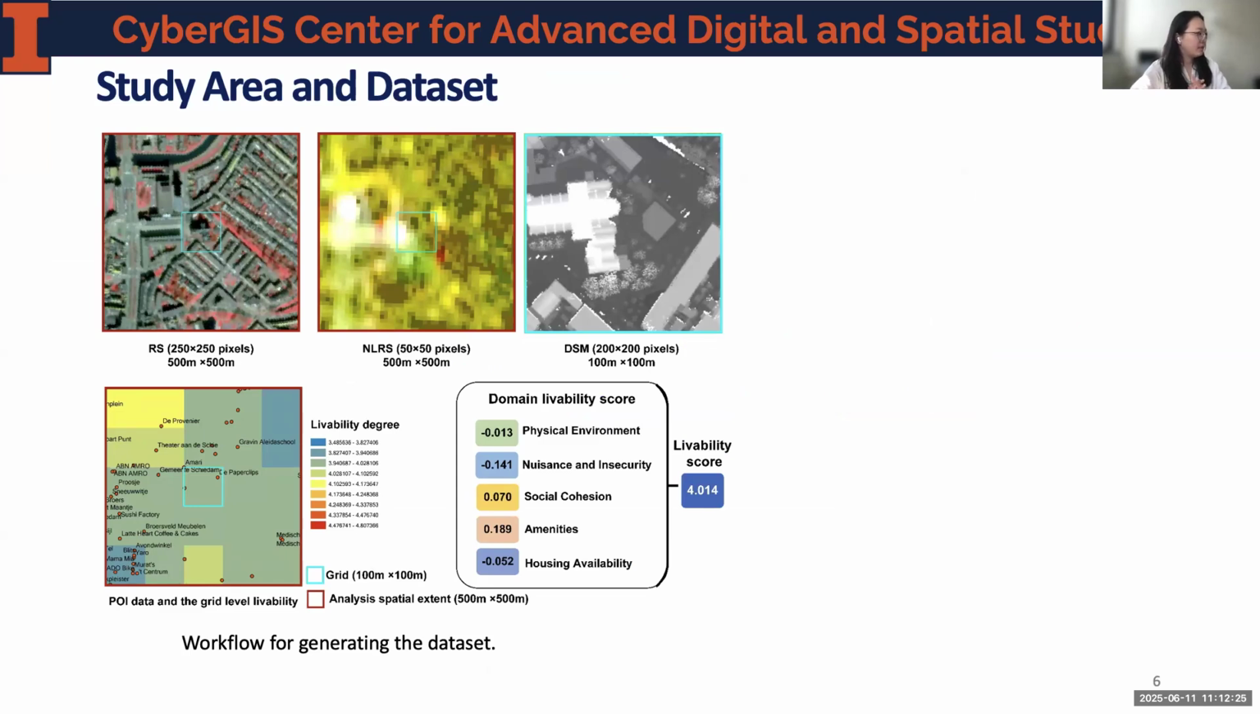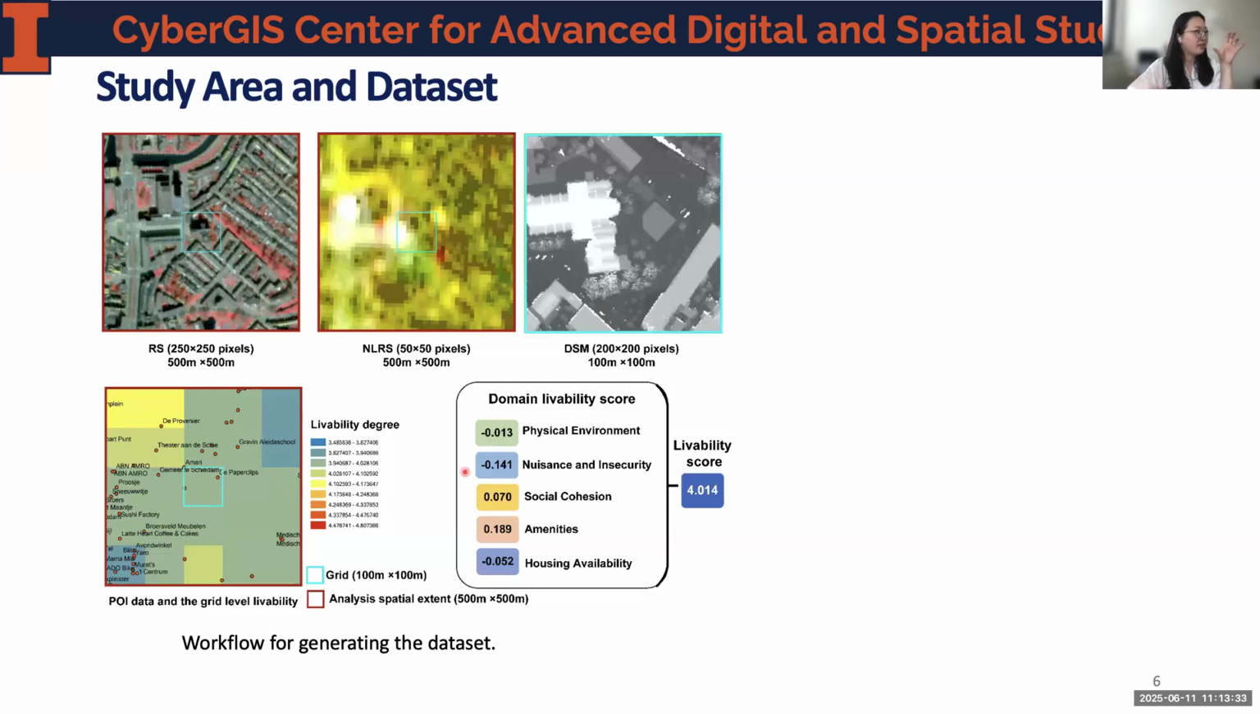Here I will show you the workflow of the dataset generation. As I have said, we will evaluate the overall livability score and also its 5 domain scores. In the Dutch government's project, the basic analysis unit of livability is a grid with a 100 meters by 100 meters spatial extent. But even though the livability is given for this small grid, when they evaluate the livability of this grid, they consider not only the information inside the grid, but also its surrounding spatial extent. The surrounding spatial extent is 500 meters by 500 meters.